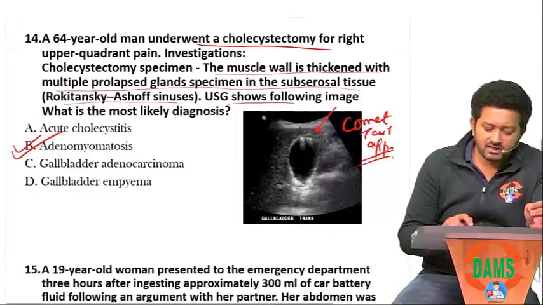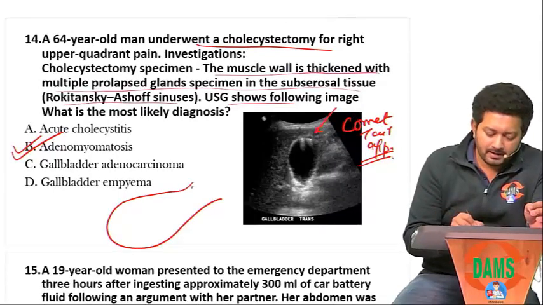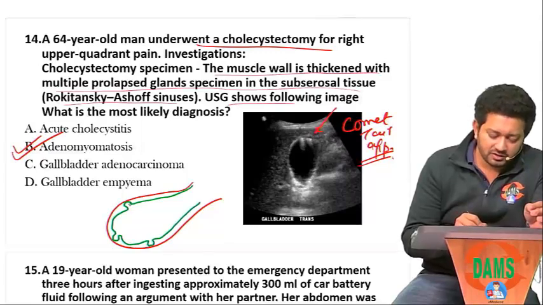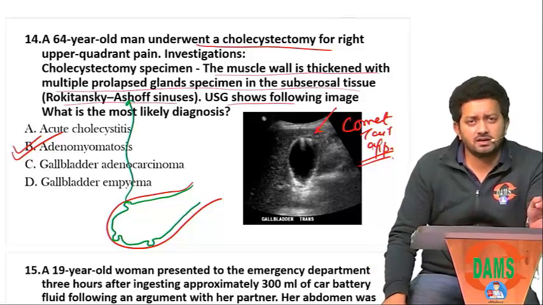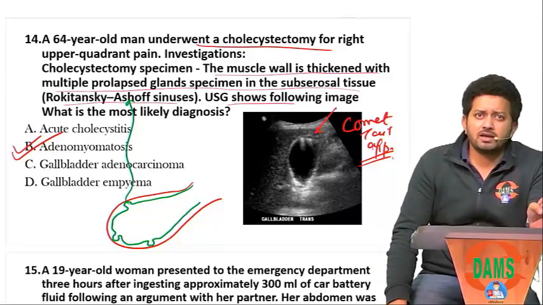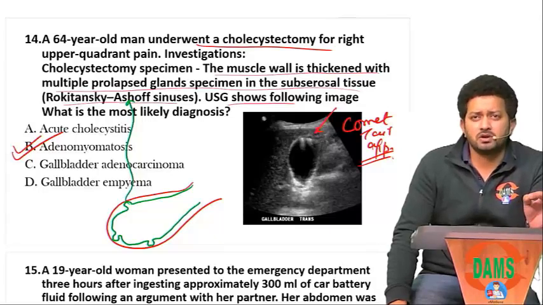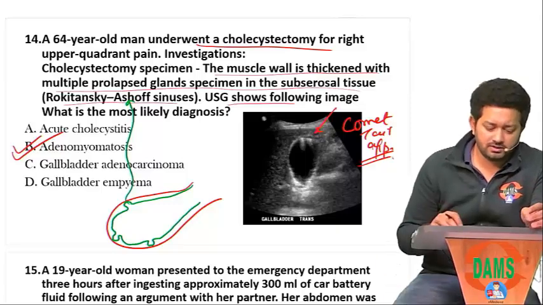These Rokitansky-Aschoff sinuses are basically, suppose this is the gallbladder and this is the mucosa. At many areas, this mucosa has indentation in the wall of the gallbladder. So these mucosal indentations are Rokitansky-Aschoff sinuses, which appear as subserosal tissue. So that is basically, you can say, a kind of intramural diverticula in the wall of the gallbladder.